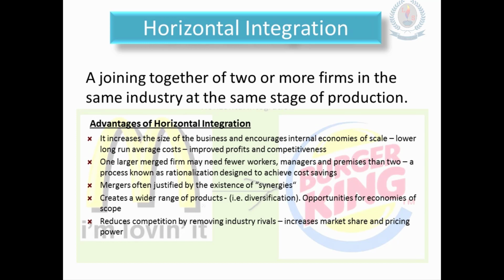The next advantage is reduced competition by removing industry rivals. It means market share and price power are going to increase. The best example for horizontal integration is McDonald's and Burger King, if McDonald's wants to buy out Burger King.